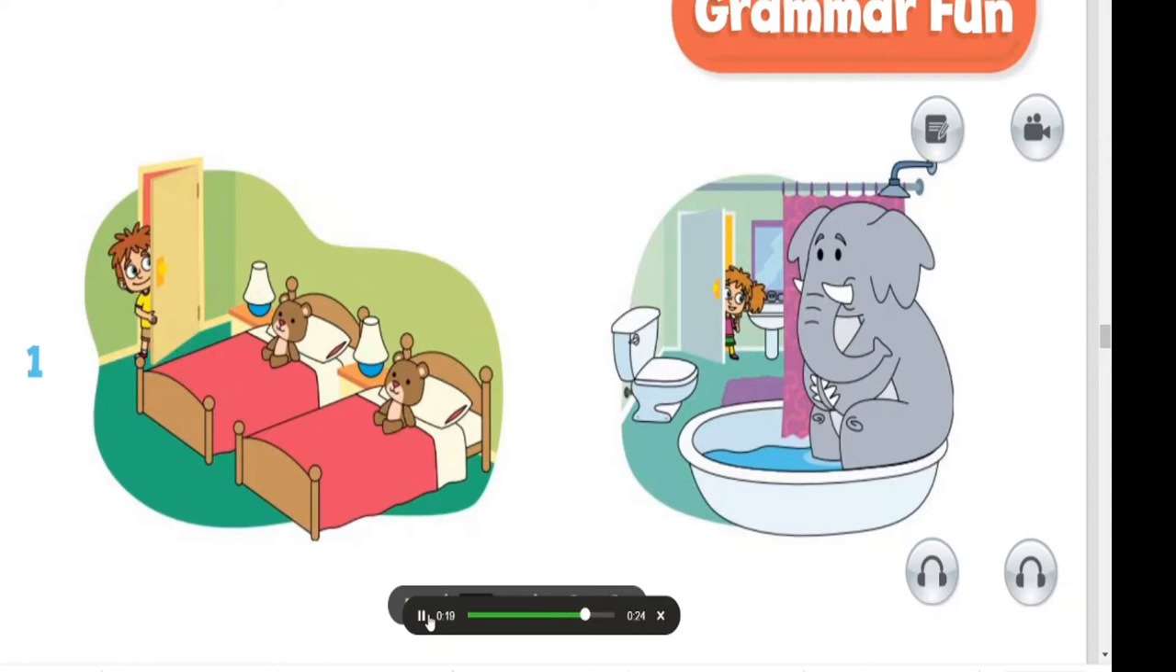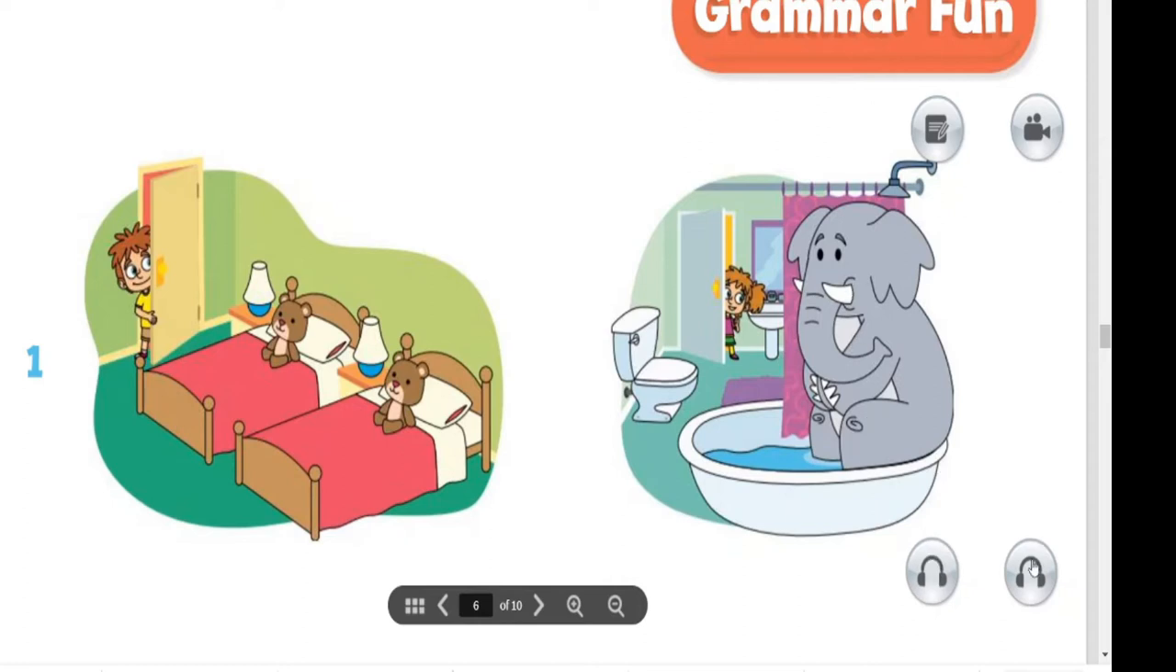How many elephants are there? There is one elephant. So there are two beds. There is one elephant. Great.